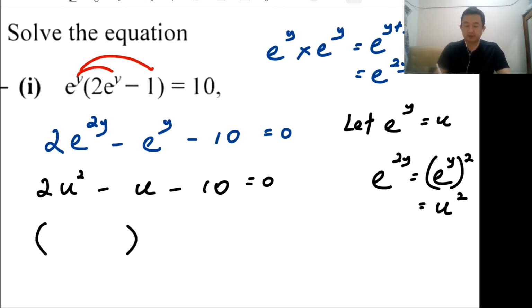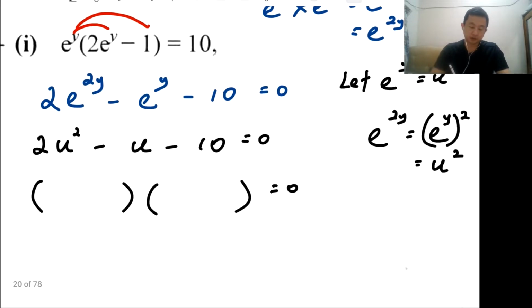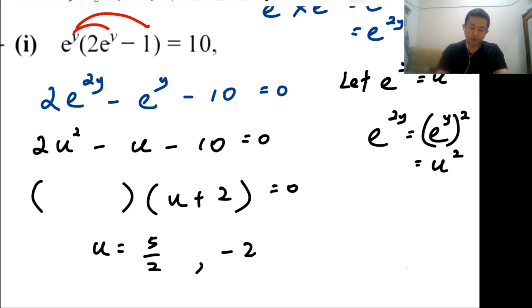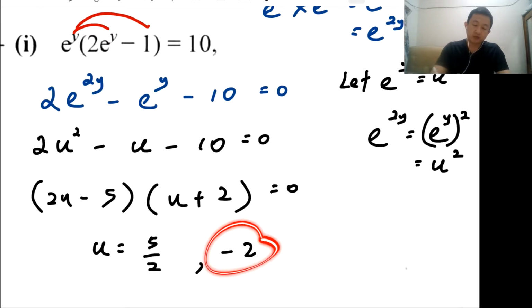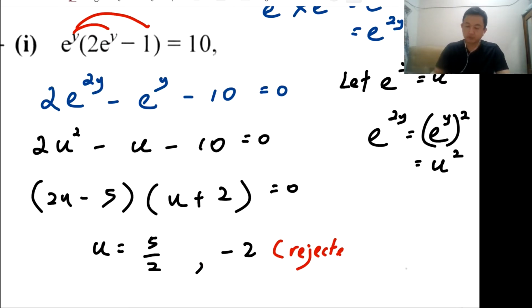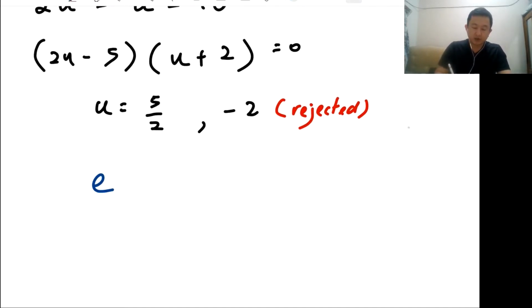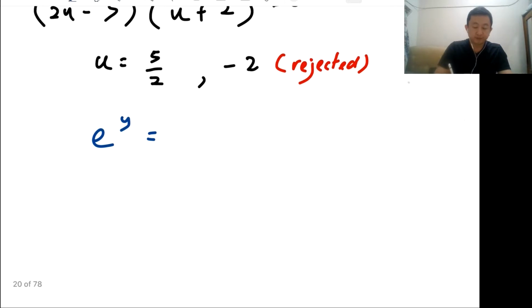The two brackets must be included. So u is 5 over 2 and also negative 2. That gives u plus 2 and 2u minus 5. Okay, again, the negative value is rejected. So e power y equals 2.5, 5 over 2, right?